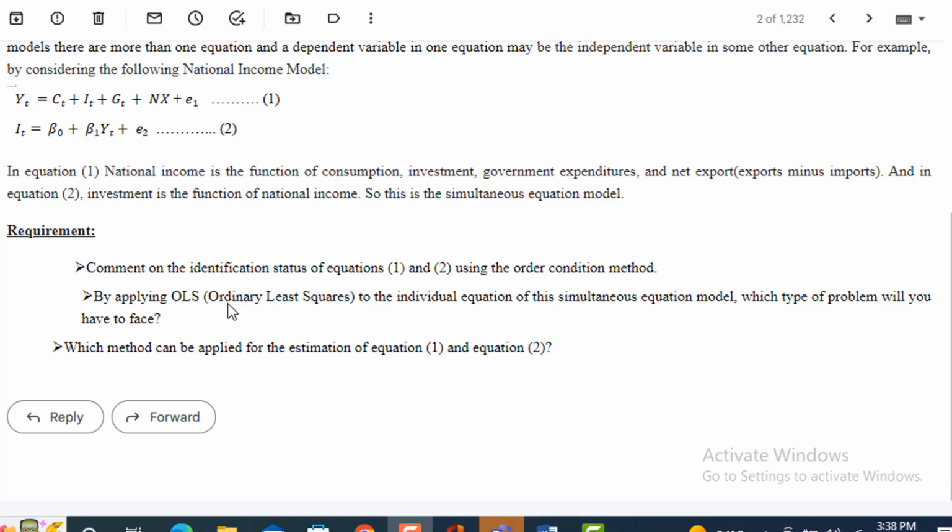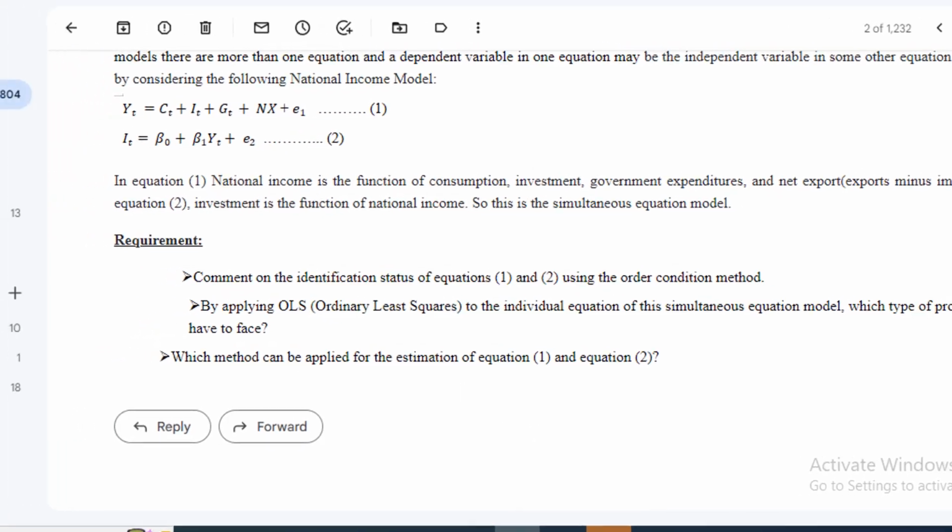Which method can be applied for the estimation of equation 1 and equation 2? For estimation of equation 1 and equation 2, which kind of estimation method will you trust? This is our GDB question description. So let's move to the answer.